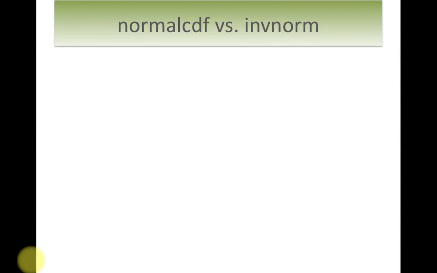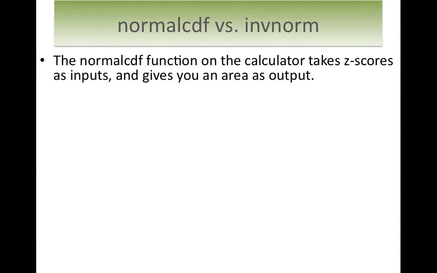Okay, so you're using two calculator functions, NormalCDF and InvNorm. It can get tricky to know which one to use when. So I'm going to recap what we know about these two functions. The NormalCDF function on the calculator takes z-scores as inputs and gives you area as an output.